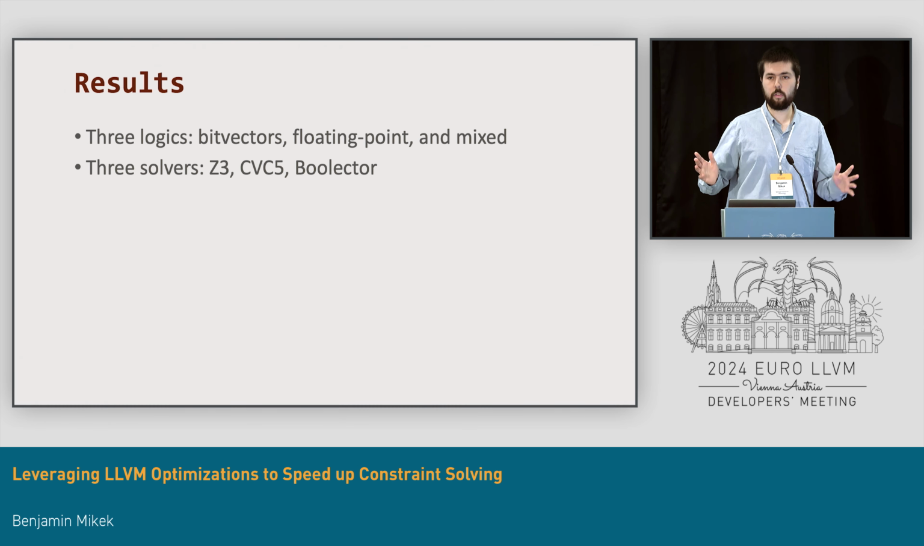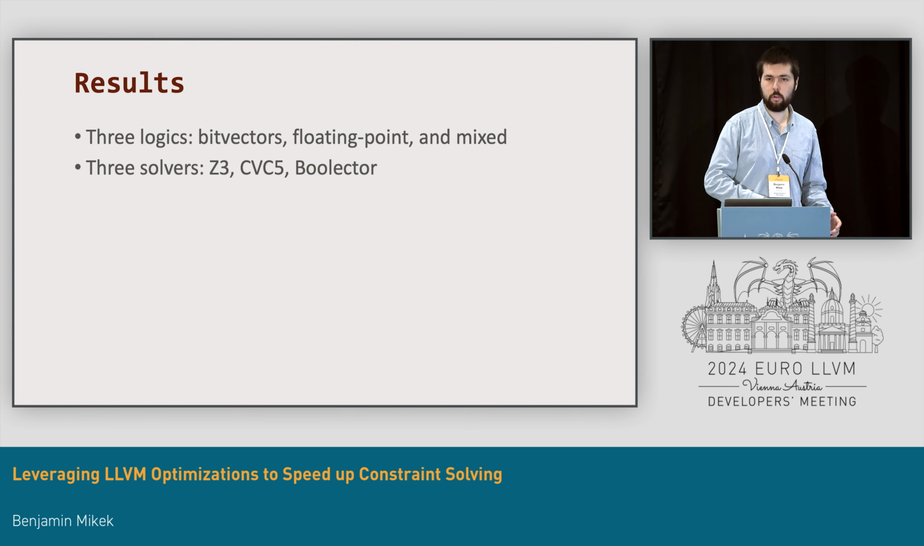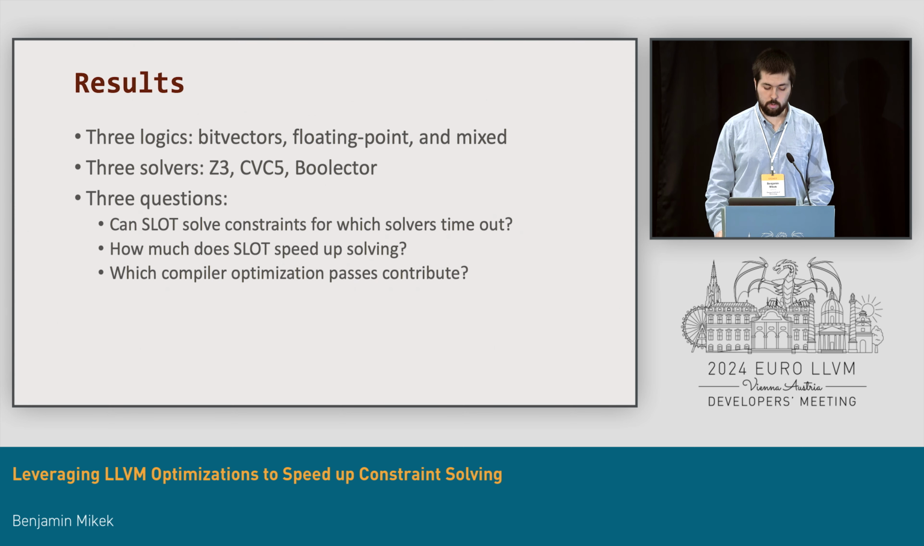So we've evaluated slot on the standard SMT-LIB benchmark set to see whether this speedup that we've observed in the example I showed you translates to a speedup on average. And we've tested it on 3 logics: one for bit vectors, one for floating point numbers, and then one for mixed bit vectors and floating point numbers together in one constraint that includes conversions. We tested it with 3 SMT solvers just to see whether the optimization is specific to a solver or whether it's more general than that. And we asked 3 questions.